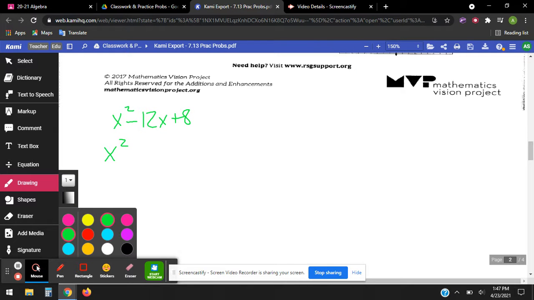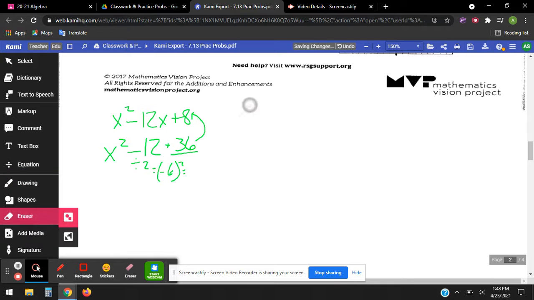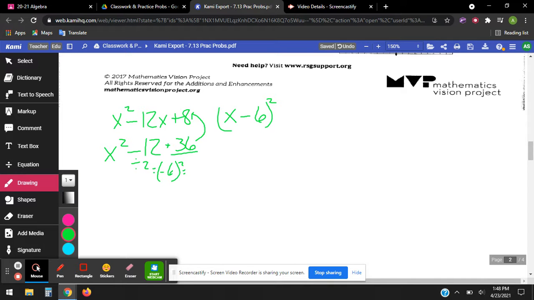So x squared minus 12, divide by 2 is negative 6 squared equals 36. So I need 36, but I need to go down to 8. So I need to subtract 28. So it's going to be x minus 6 squared minus 28. All right, so that has to equal 0.